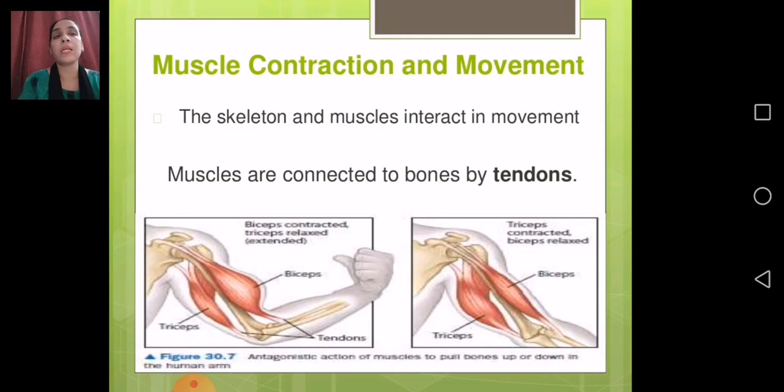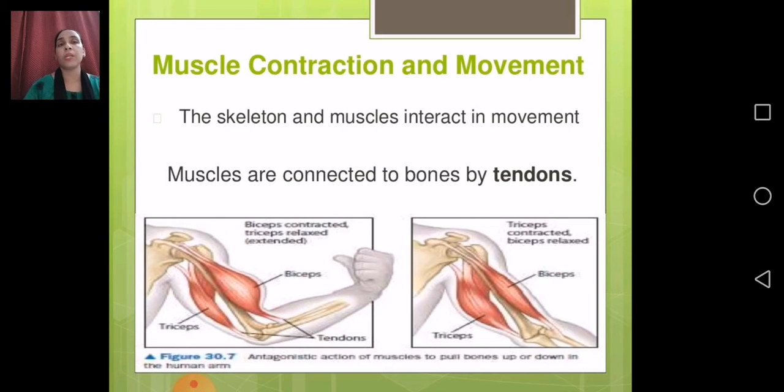Now muscles are connected to bones by tendons. There are certain important things related to it, that is, muscles are connected to bones by tendons. Now what are tendons? Tendons are the soft tissues. There are two types of muscles which are present in your hand, in your upper arm, that is biceps and triceps.